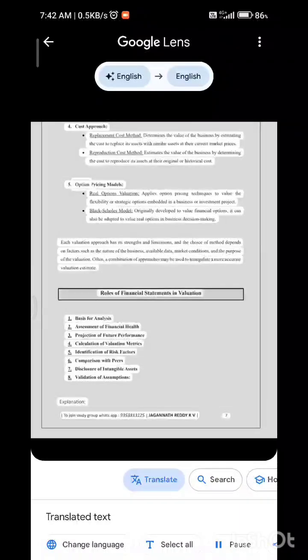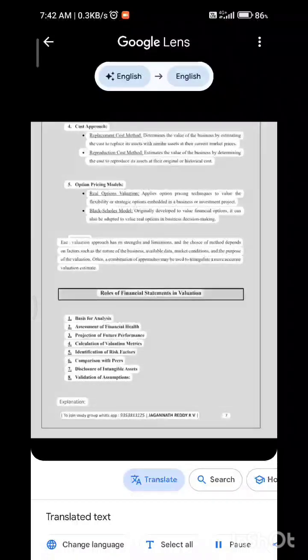5. Option pricing models. Real options valuation. Applies option pricing techniques to value the flexibility or strategic options embedded in a business or investment project. Black-Scholes model. Originally developed to value financial options, it can also be adapted to value real options in business decision-making.